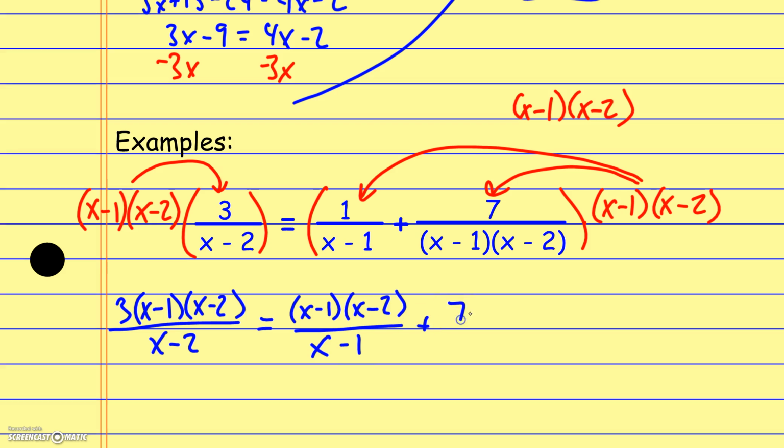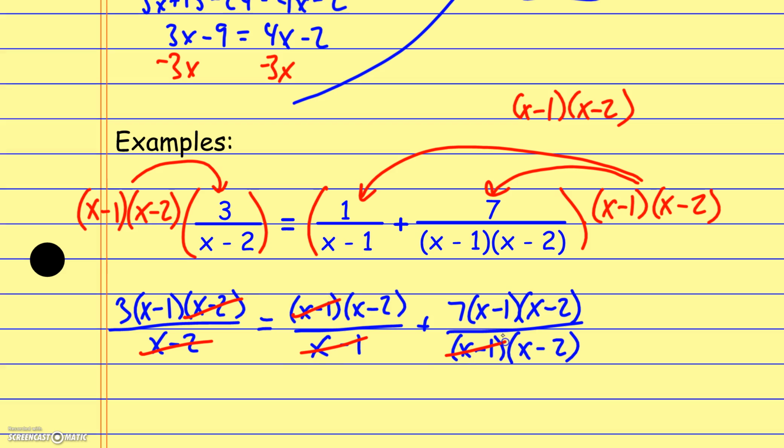Plus, here I'm going to have a 7 times the x minus 1 times the x minus 2. And notice, I don't actually multiply any of this out. I leave it in factored form because the idea is that when we multiply through by the common denominator, we eliminate fractions, which means every single one of these is going to reduce. Look at the first one. The x minus 2's cancel. The next one, the x minus 1's cancel.